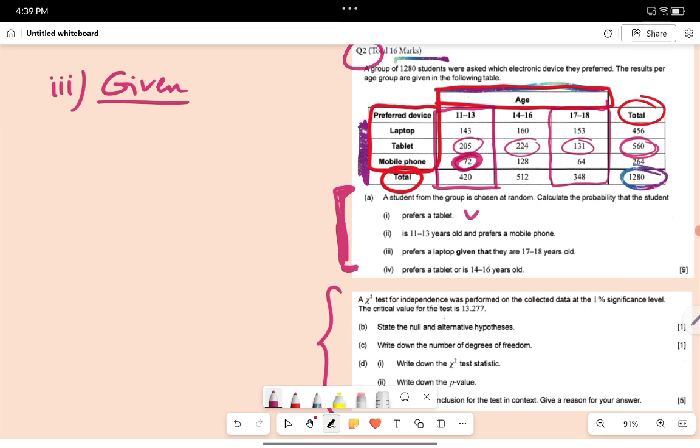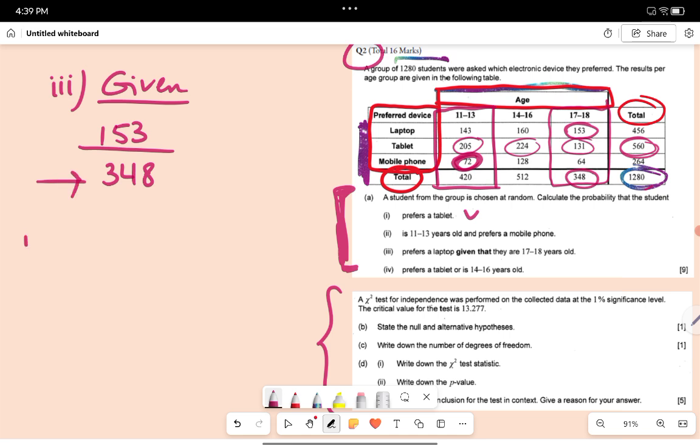So basically, we have 153 kids, but we don't divide by 1280, no, we don't do that because now it's given that they are between 17 and 18. So we divide by this one, 348, you see? So we divide now by 348. So this is the probability of preferring a laptop given that they are between 17 and 18.